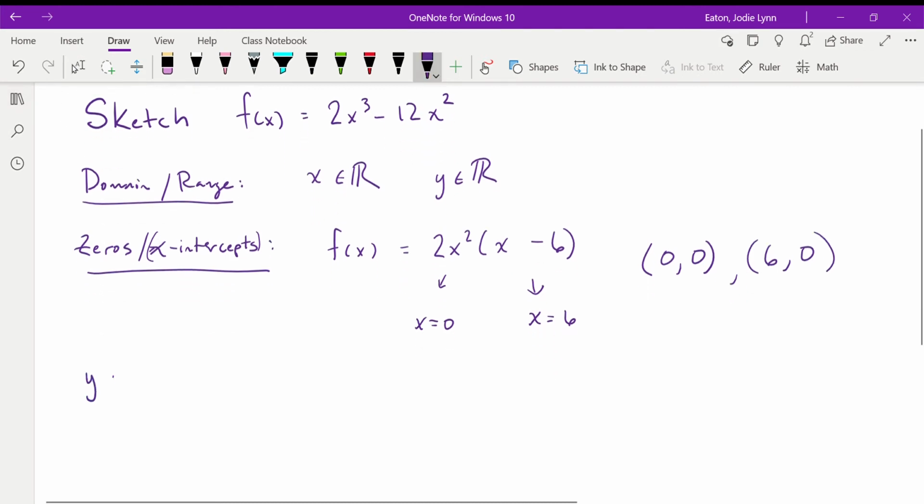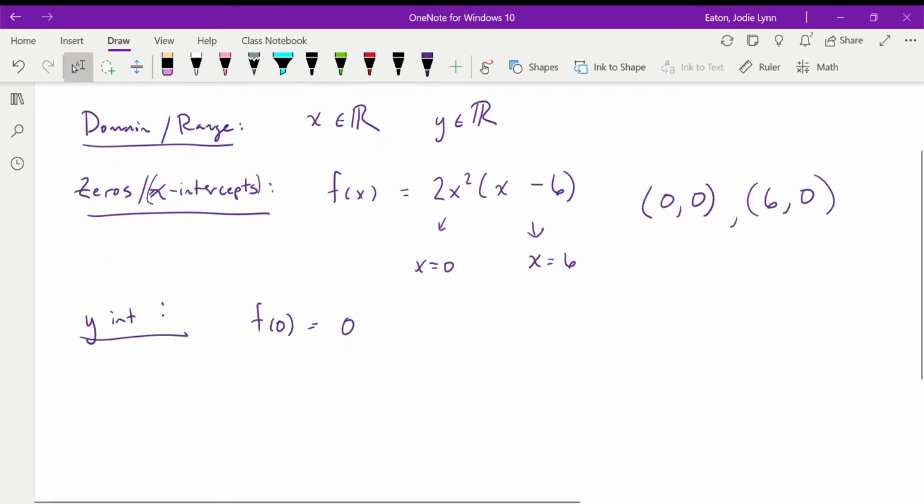And the y-intercept. None of this is any different from how we've been sketching curves in pre-calc 12. So domain, range, zeros, x-intercepts, y-intercept. Our y-intercept, we're going to find f of 0, which is equal to 0. So our y-intercept is the same as our x-intercept, which is 0, 0.